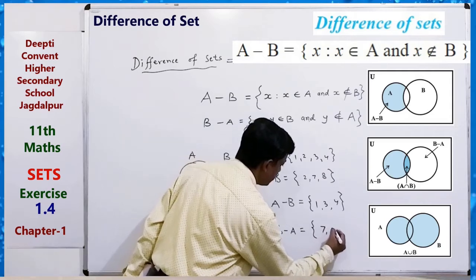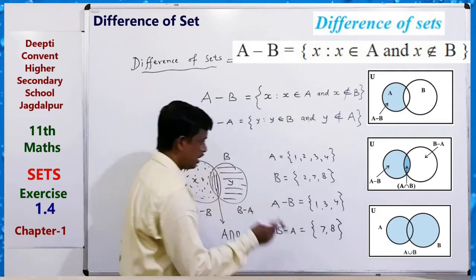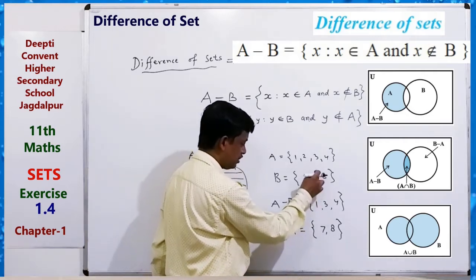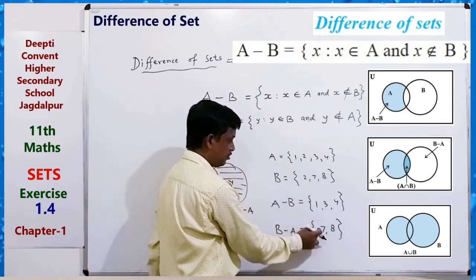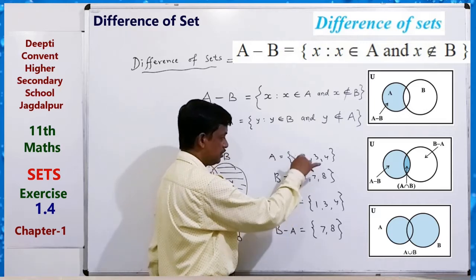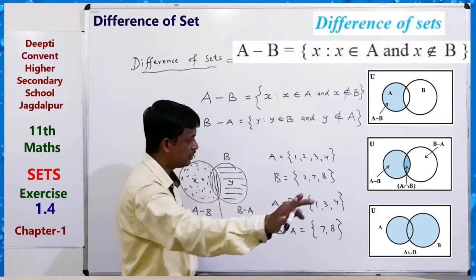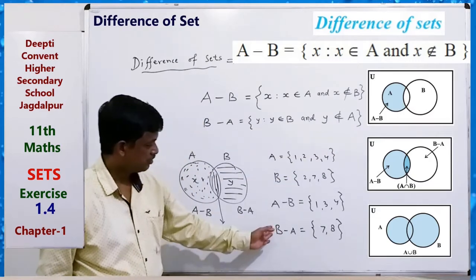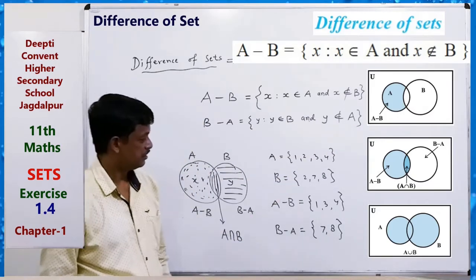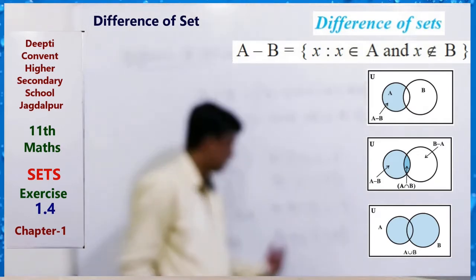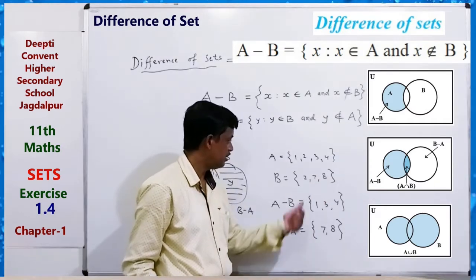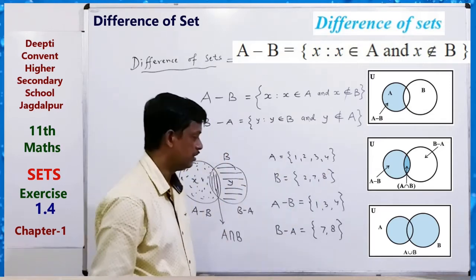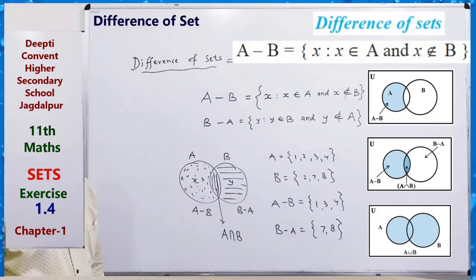Because X belongs to B, that is 7, 8 belongs here, and the common elements are neglected. Also A is completely neglected, so B minus A equals 7, 8. Elements containing B, not containing A, because 2 is contained in A, so it is deleted. So B minus A equals 7, 8.